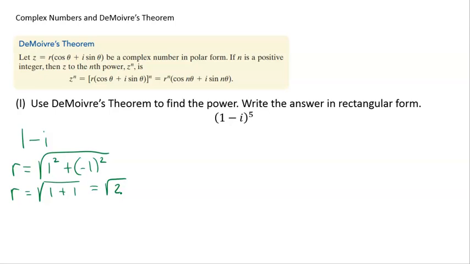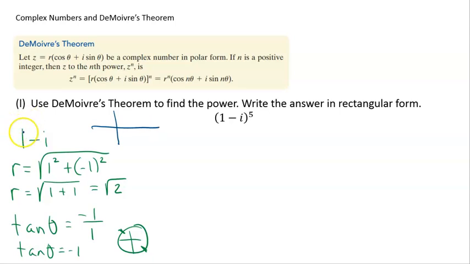I also have to find my argument, which is theta. So tangent of theta is equal to b, which is negative 1, over a, which is 1. So I'm solving the equation tangent of theta is equal to negative 1. Now remember, that happens twice on the unit circle. Tangent is negative in quadrant 2 and 4. So that angle right there, which is one of your pi over 4s, or that angle right there. So here's the deal. It helps to at least have a visual of 1 minus i graphed in the complex plane. That's positive 1 and negative i. We're talking quadrant 4. So this is the angle 7 pi over 4.